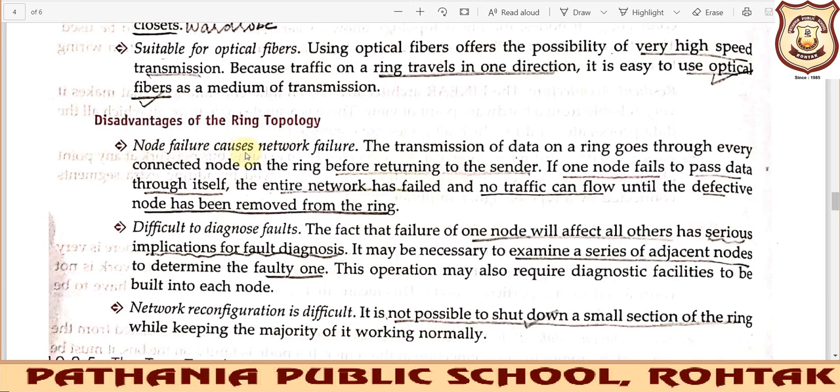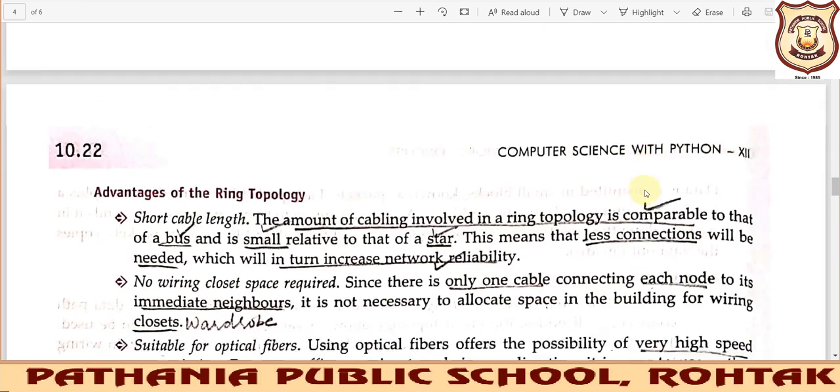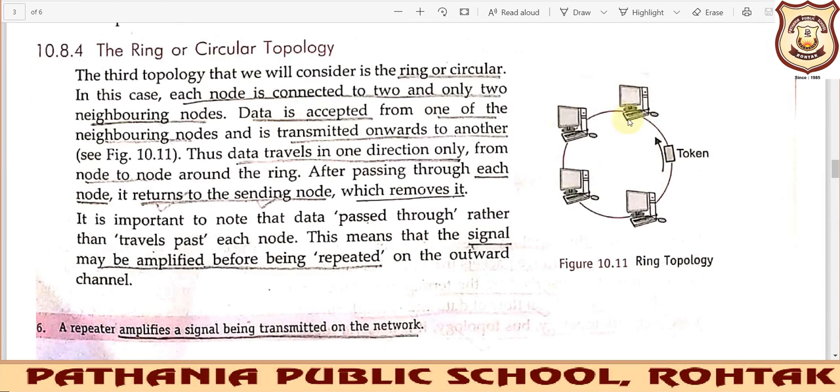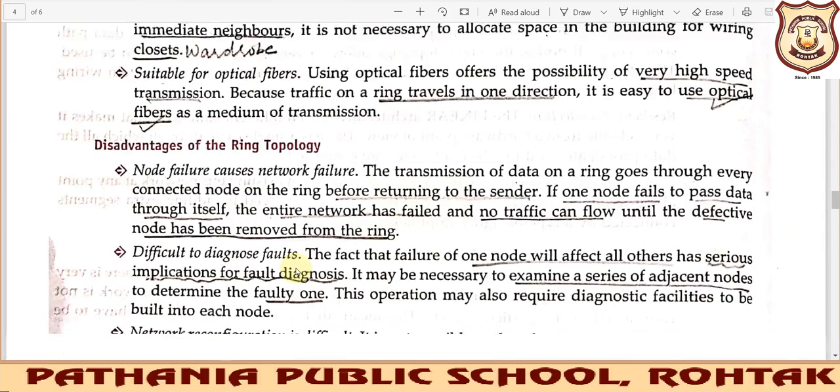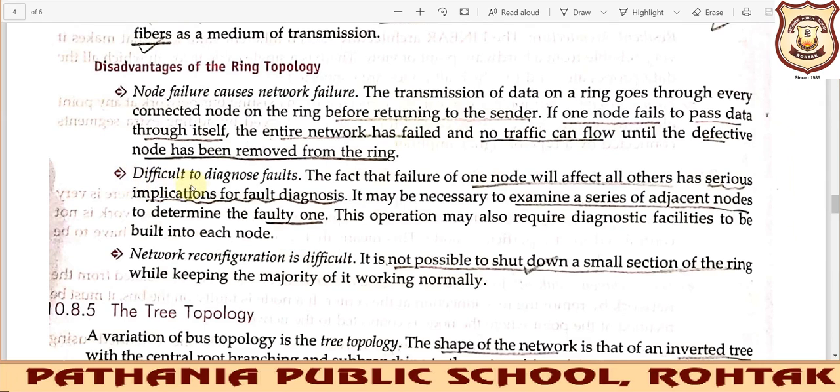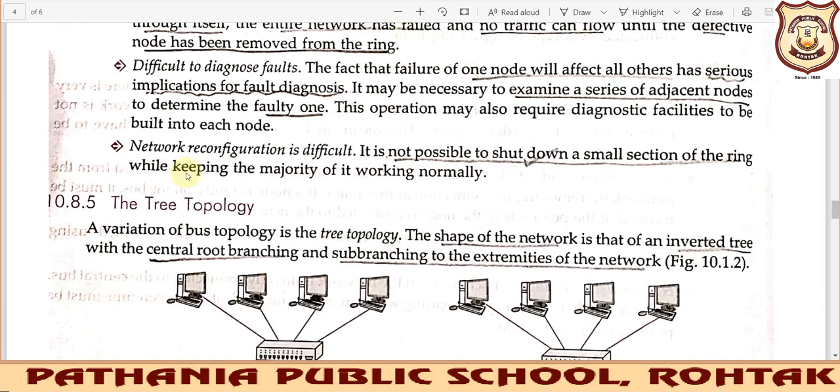Okay, next are the disadvantages of ring topology. A node failure causes a network failure. If one of the nodes is not working, the token will hang there only and will not be passed further. So this is a very serious disadvantage. Diagnosis of the fault is also difficult here, because if one node fails, the whole network goes down, so we are not able to identify easily which node caused this problem. Reconfiguring the network is also difficult in this case.